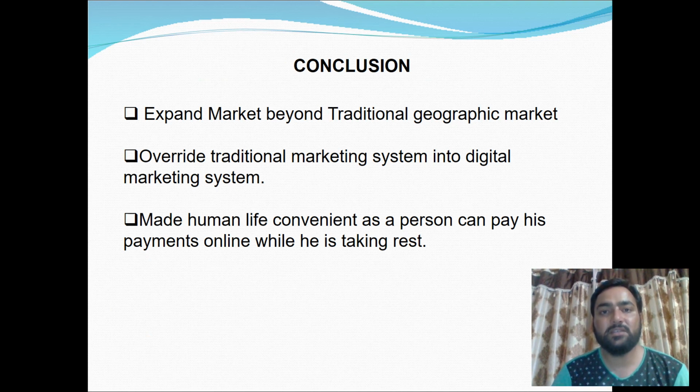So this is the conclusion of what we have discussed in our tutorial: electronic payment systems expand markets beyond traditional geographic markets, override the traditional marketing system into a digital marketing system, and make human life convenient, as a person can make payments online while he is taking rest. That means electronic payment systems have made all things easy, effective, and efficient in all aspects. So this is all about electronic payment systems.